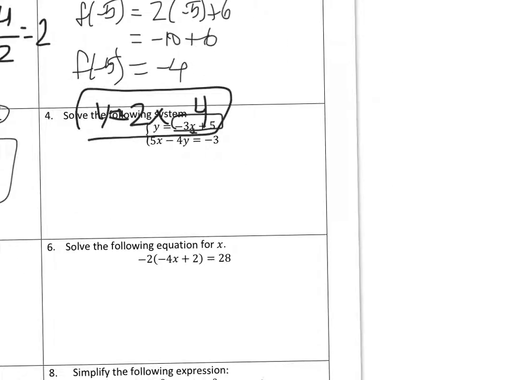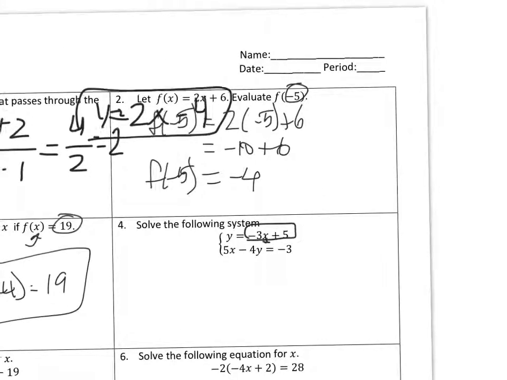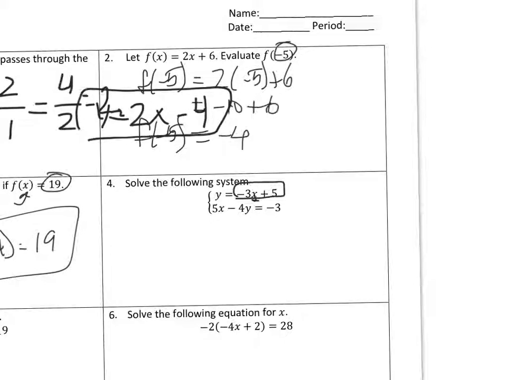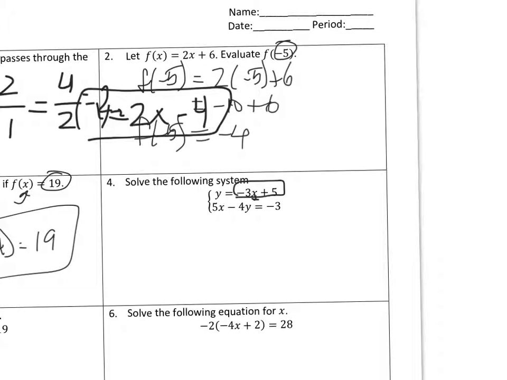Okay, question 4. Let me just move this out of the way. Solve the following system. y equals negative 3x plus 5, and the other equation is 5x minus 4y equals negative 3. Well, I already have y solved by itself, so I can plug that in for y. So I'm going to rewrite that second equation, and I'm going to plug in negative 3x plus 5 for that y, and now I have to solve for x.